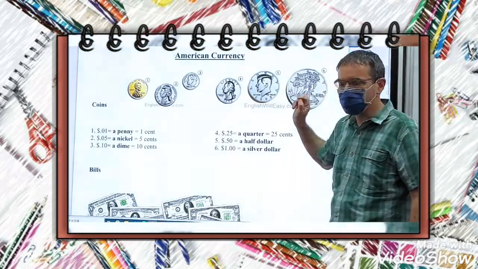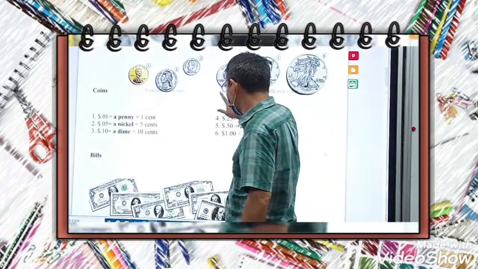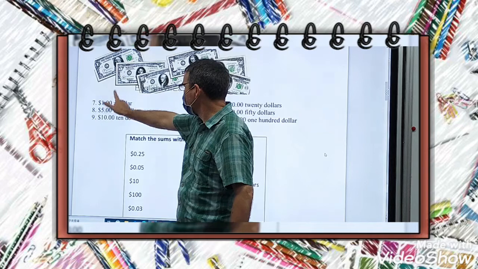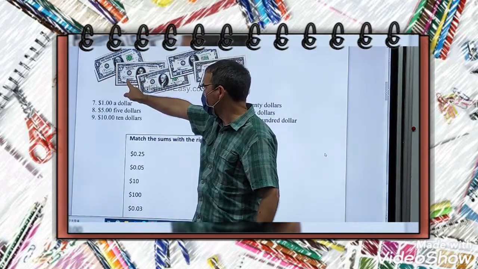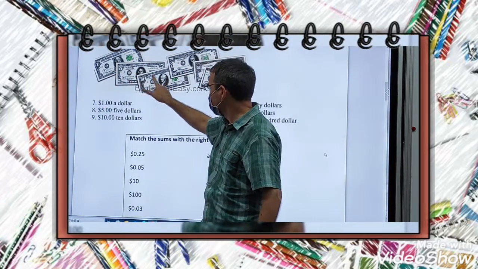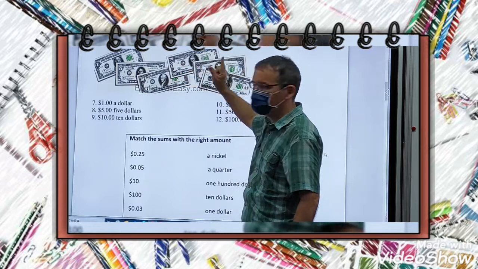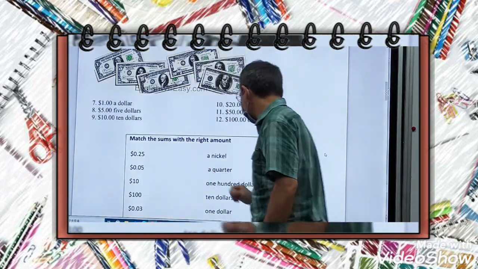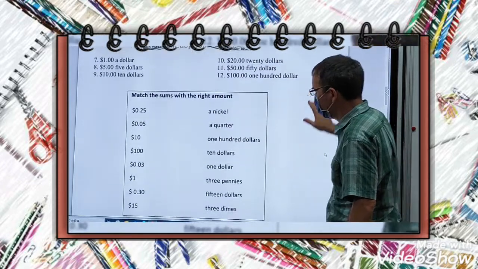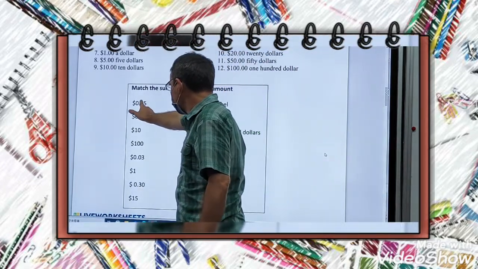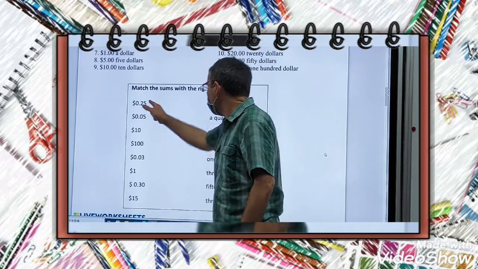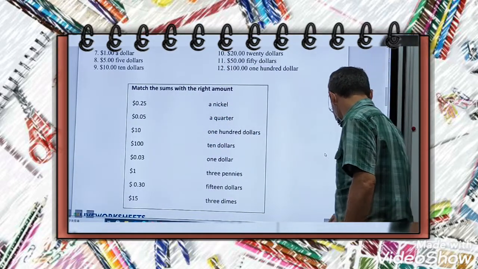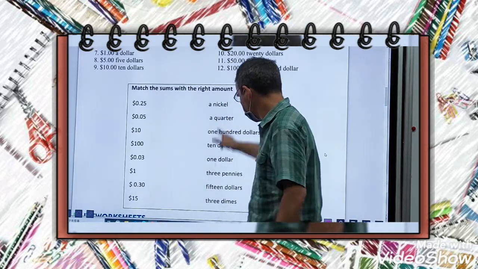Now the dollar bills, up here we have, again, a $1 bill, $5, $10, $20, $50, and $100. Now this part here, you're just going to look at the amount right here, and you need to draw a line to the right one over here.